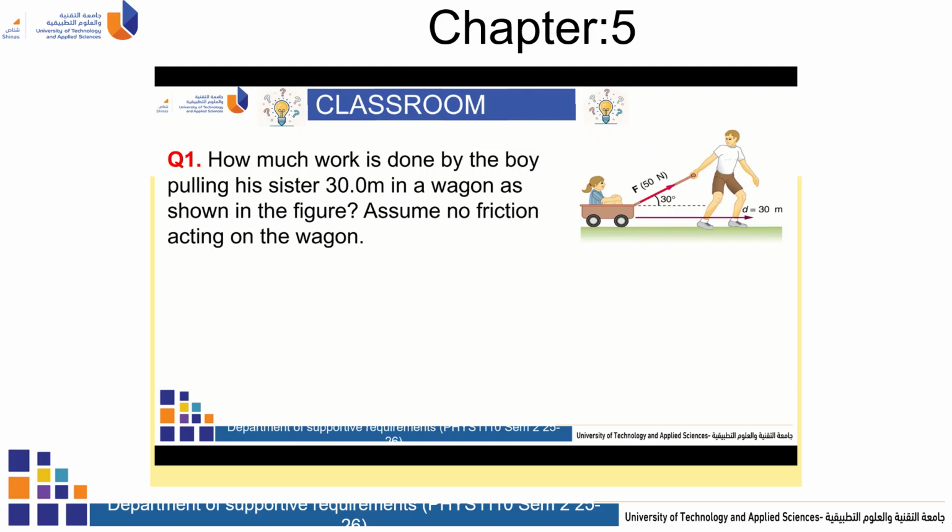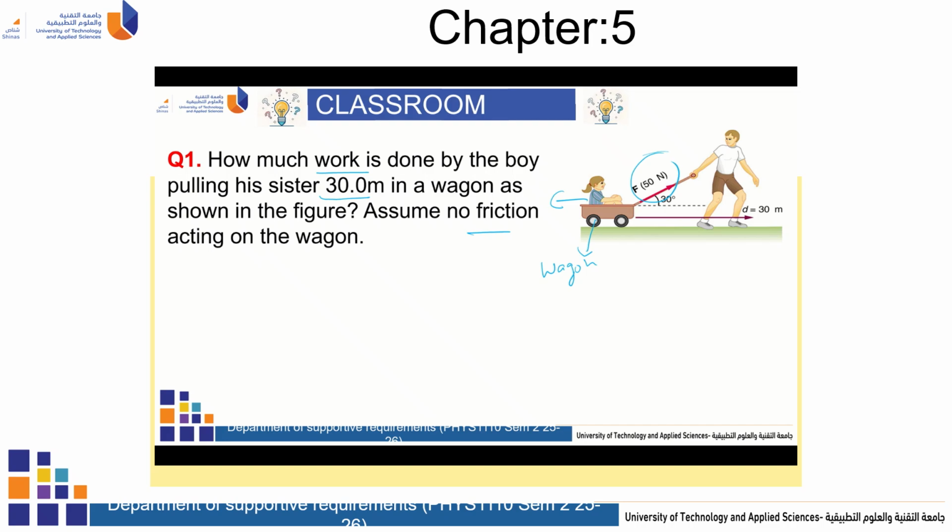Now here there is a small problem on the formula for the work. They are asking how much work is done by the boy pulling his sister 30 meter in a wagon as shown in the diagram. This is a wagon car in which one girl is sitting, and assume no friction acting on the wagon. No friction means there are no opposite forces, so we have to take the total.